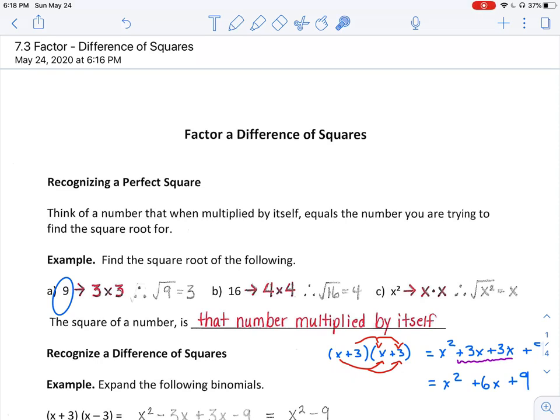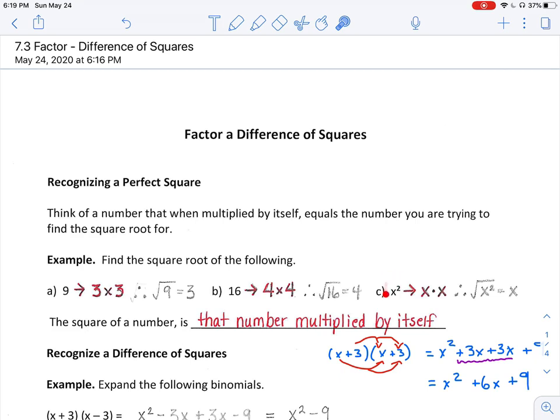All right, our lesson is factor a difference of squares. Recognizing a perfect square means thinking of a number that when multiplied by itself gives you that number. So for example, 9 is 3 times 3, which means that the square root of 9 is equal to 3. 16 is 4 times 4, or the square root of 16 is equal to 4.